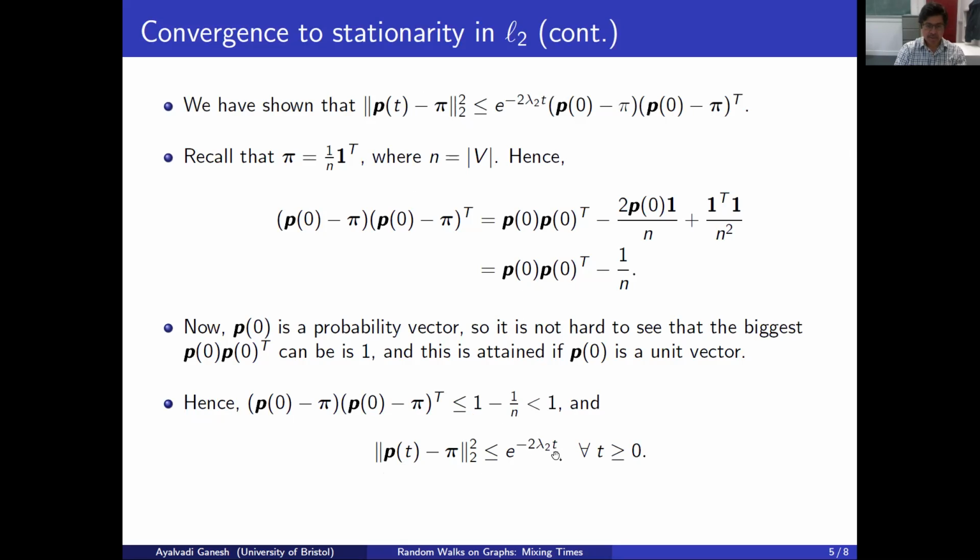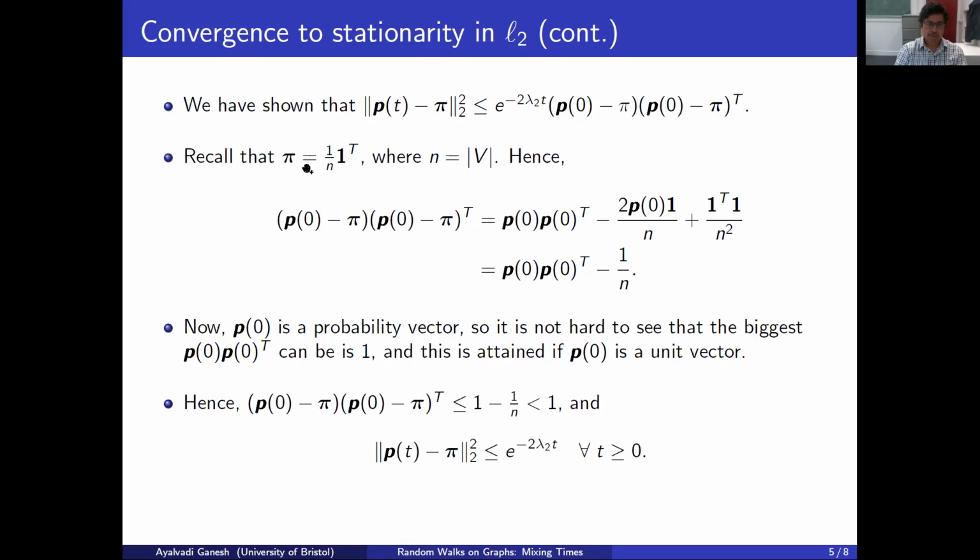In the lecture notes, I give a slightly weaker bound. I have 2 times this, I believe, and that comes from a slightly weaker bound from here. I didn't use the fact that pi was this thing. I just said that for any 2 probability distributions, P naught and pi, the inner product of this difference with itself can be at most 2. That's attained if you take P naught to be a unit vector concentrated at some x and pi to be a unit vector concentrated at some other y, and then this inner product can be as big as 2, and that's the largest it can be.